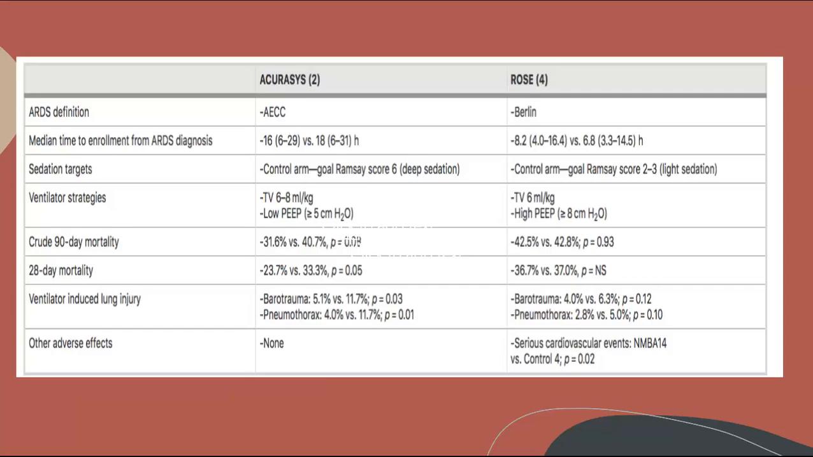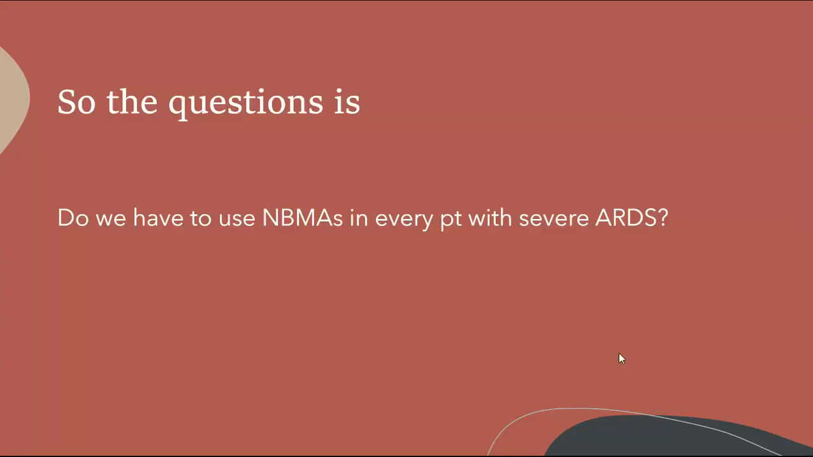So it's the same; this is the difference between both studies. The only thing is barotrauma: in the ACURASYS study it was less, and pneumothorax was less, but in this study it was 0.1, which is not significant. And then cardiovascular events were higher in the ROSE study.